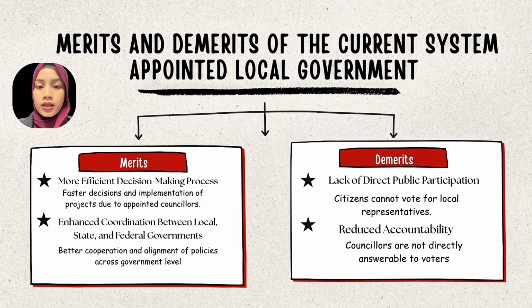So the second demerit is that the appointed system may reduce accountability because councillors are not directly elected by the people. As a result, they may become less responsive to public concerns and community needs. For example, there are instances where residents complain about issues such as poor waste management, drainage and maintenance, and road conditions, but I feel the appointed councillors were less accountable because they were appointed rather than elected.